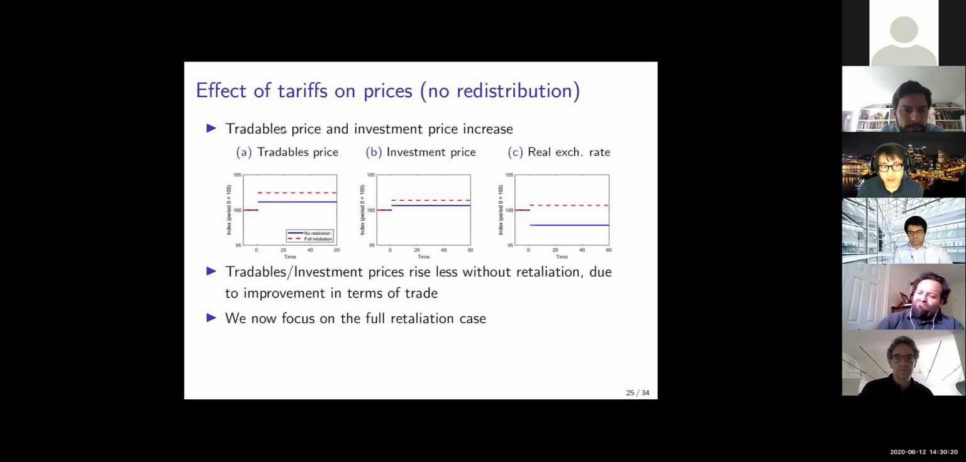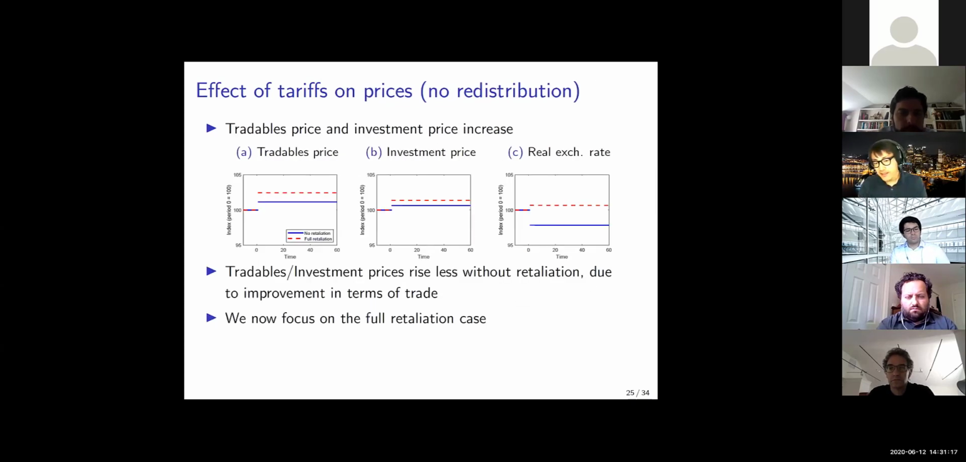Okay, so in the no redistribution case, and actually these three graphs are pretty similar whether or not there's redistribution, the blue line is where there's no retaliation, and the red line is full retaliation by the trading partner. So when tariffs go up by 5%, tradable prices go up, investment prices go up, and when there's no retaliation by the trading partner, it's similar, but just muted. And the reason it's muted is you have a depreciation in the real exchange rate and an improvement in the terms of trade. So when there's no retaliation, you're having the other country pay for part of your tariffs. Here it looks like there's a one-time jump and then constant prices. There are small movements in the real exchange rate, but you'll see more of the dynamics once we look at the other factor prices.